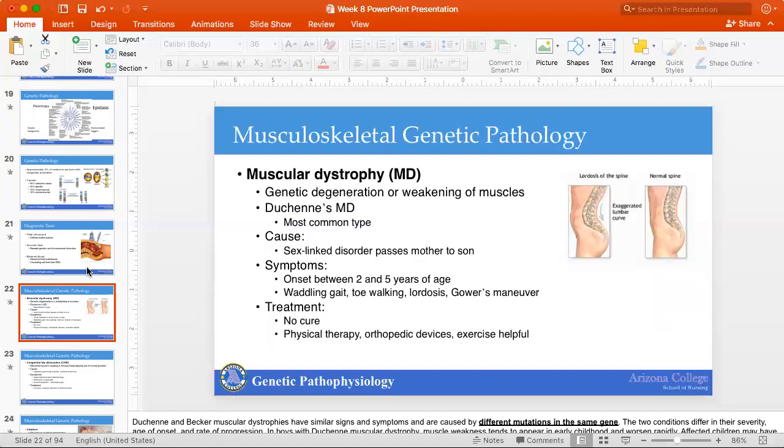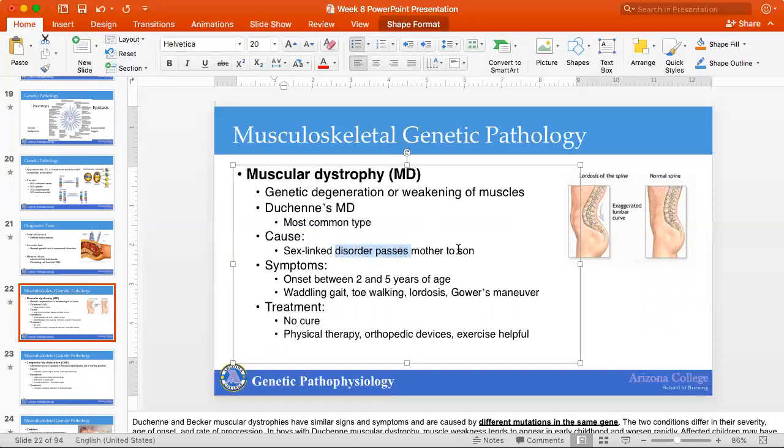Some genetic pathologies affect the muscles. One you have probably heard of is muscular dystrophy, and there are a few different types, but in general it's a genetic degeneration or weakening of muscles. The most common type is Duchenne's muscular dystrophy. It's a sex-linked disorder that passes from mother to son. So you'll only have males who actually have the disorder.